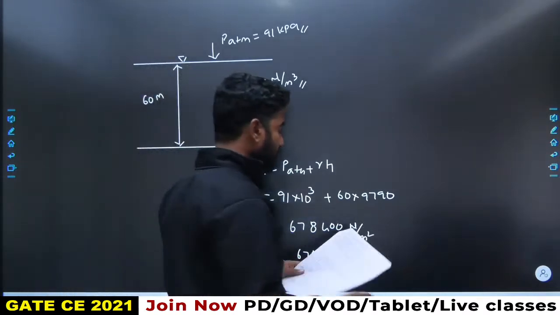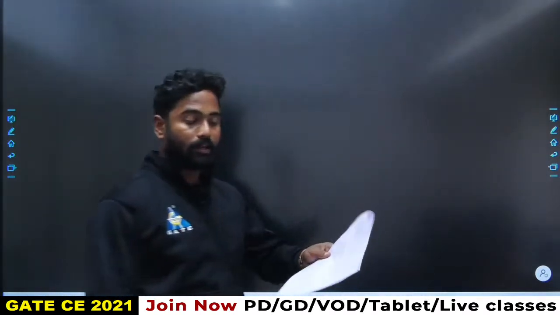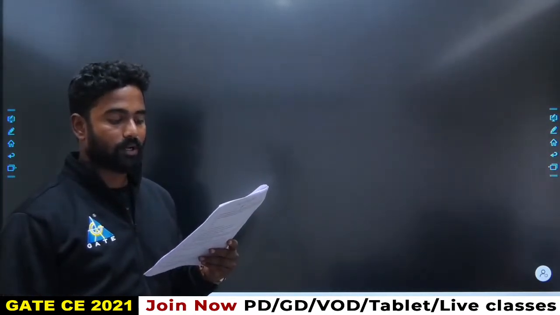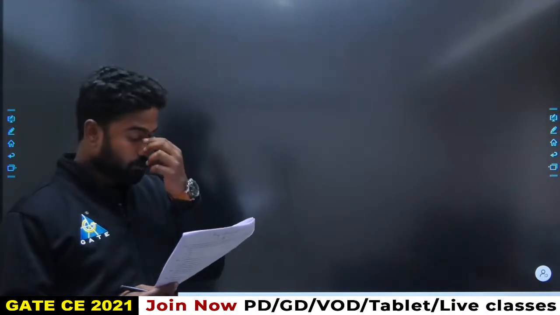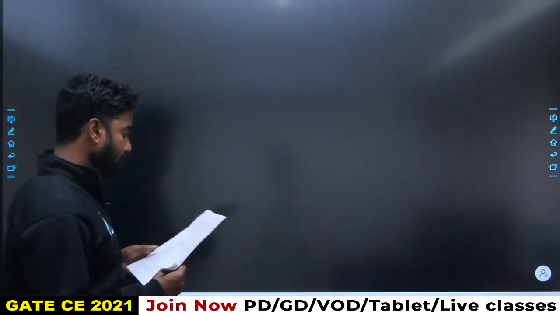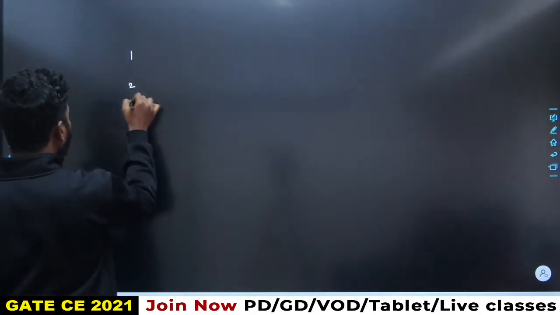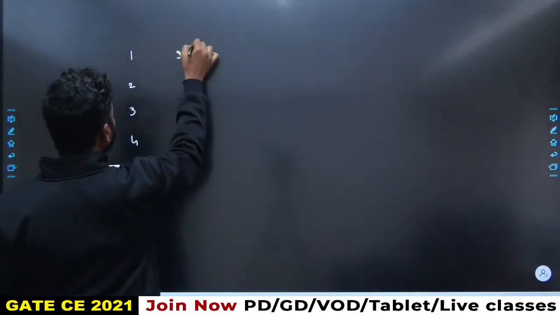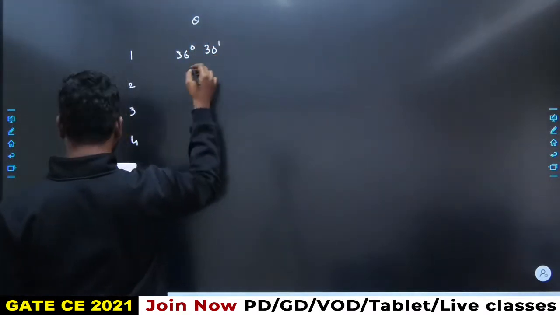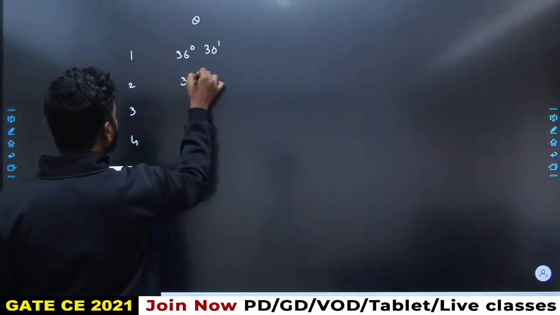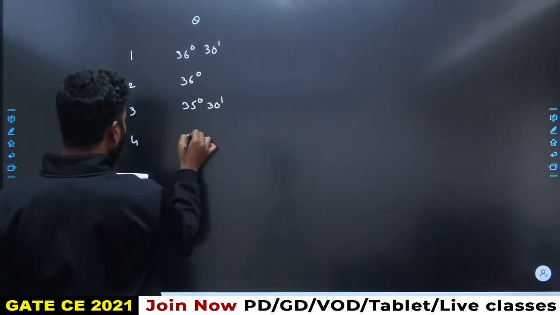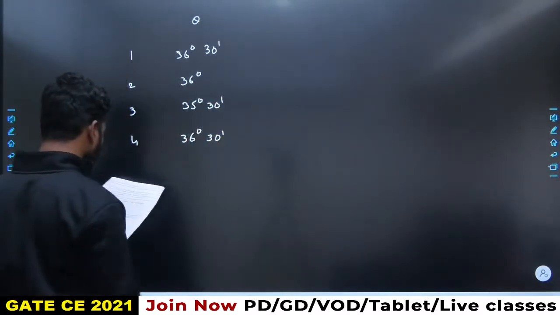Okay. Next question. A horizontal angle theta is measured by 4 different surveyors multiple times and the values are reported as given. The most probable value of the given angle is. Surveyors 1, 2, 3, 4: the theta values are 36 degrees 30 minutes, 36 degrees, 35 degrees 30 minutes, 36 degrees 30 minutes.